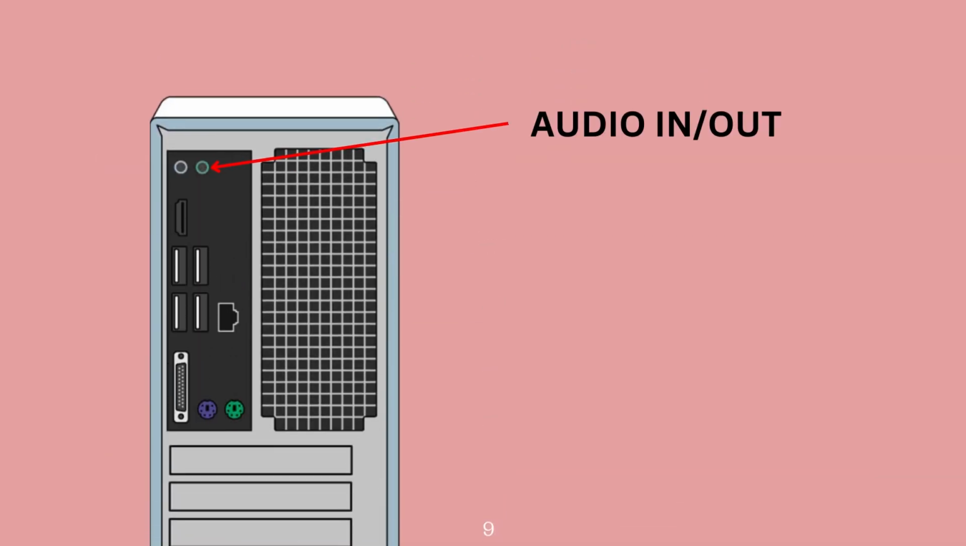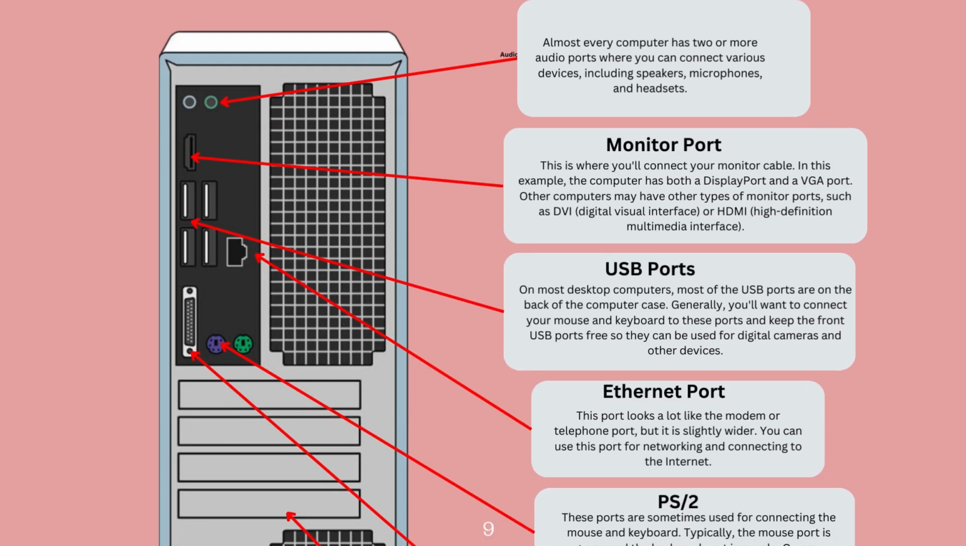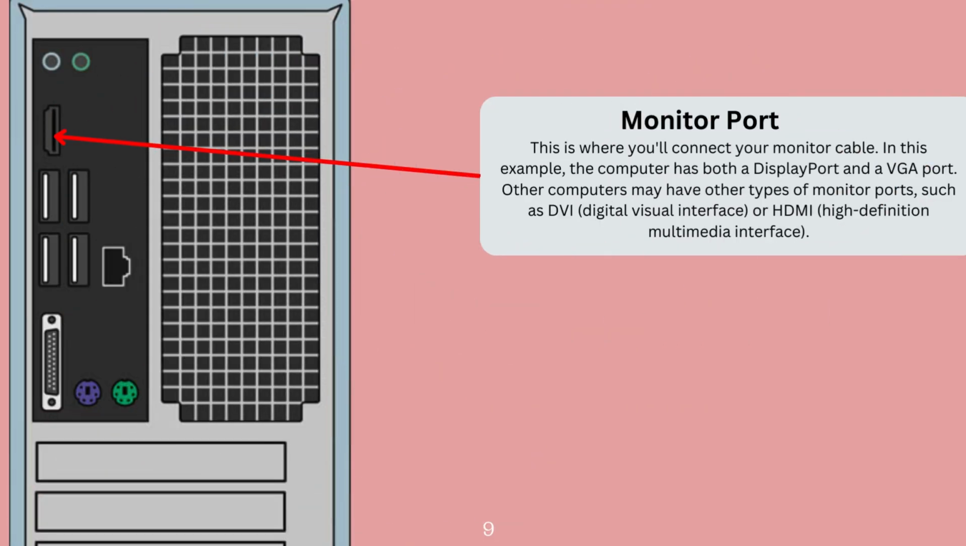From our diagram, we still have the audio in and audio out at the back. As I said, almost every computer has two or more audio ports where you can connect various devices like the speaker, the microphone, and the headset. Then below it, you have the monitor port. This is where you will connect your monitor cable.